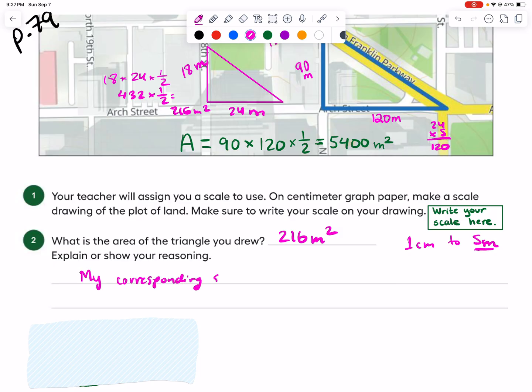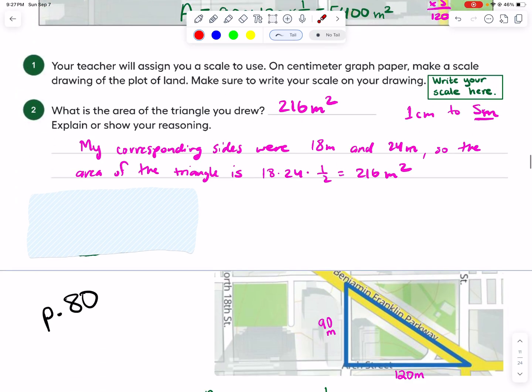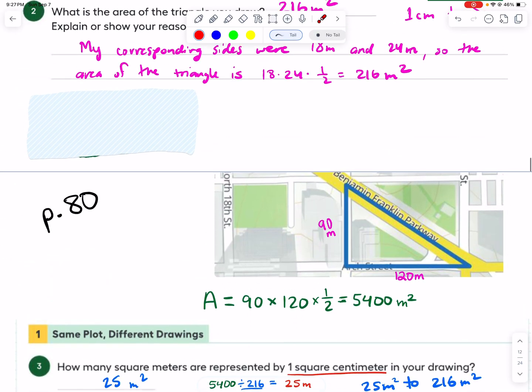So what is the area of the triangle? My corresponding sides were 18 meters and 24 meters. So the area of the triangle is 18 times 24 times 1/2, which should be equal to 216 meters squared. Everyone in class should have made one of these at different scales, and you're going to see right now what exactly that makes.